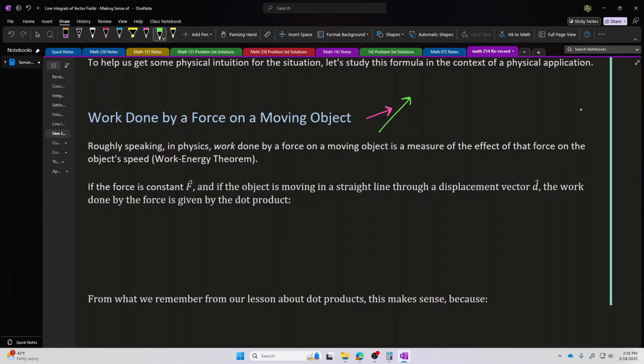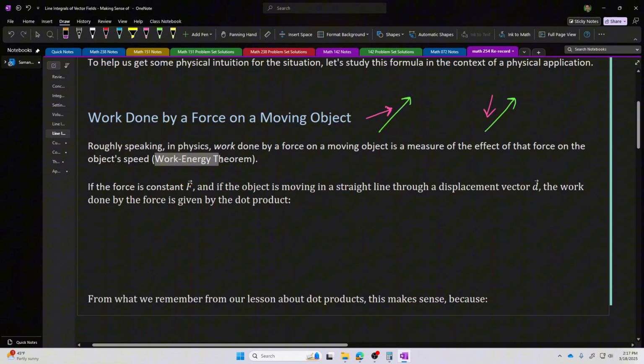By comparison, if the object is moving in a certain direction and the force is acting more or less opposite to that, then the force is going to act to slow the object down. And we would say that the work done in that case is negative. So calculating the work done by a force on a moving object is very important in physics so that you can quantify exactly how the object's kinetic energy, its speed, is changing over time using what in physics is called the work energy theorem.